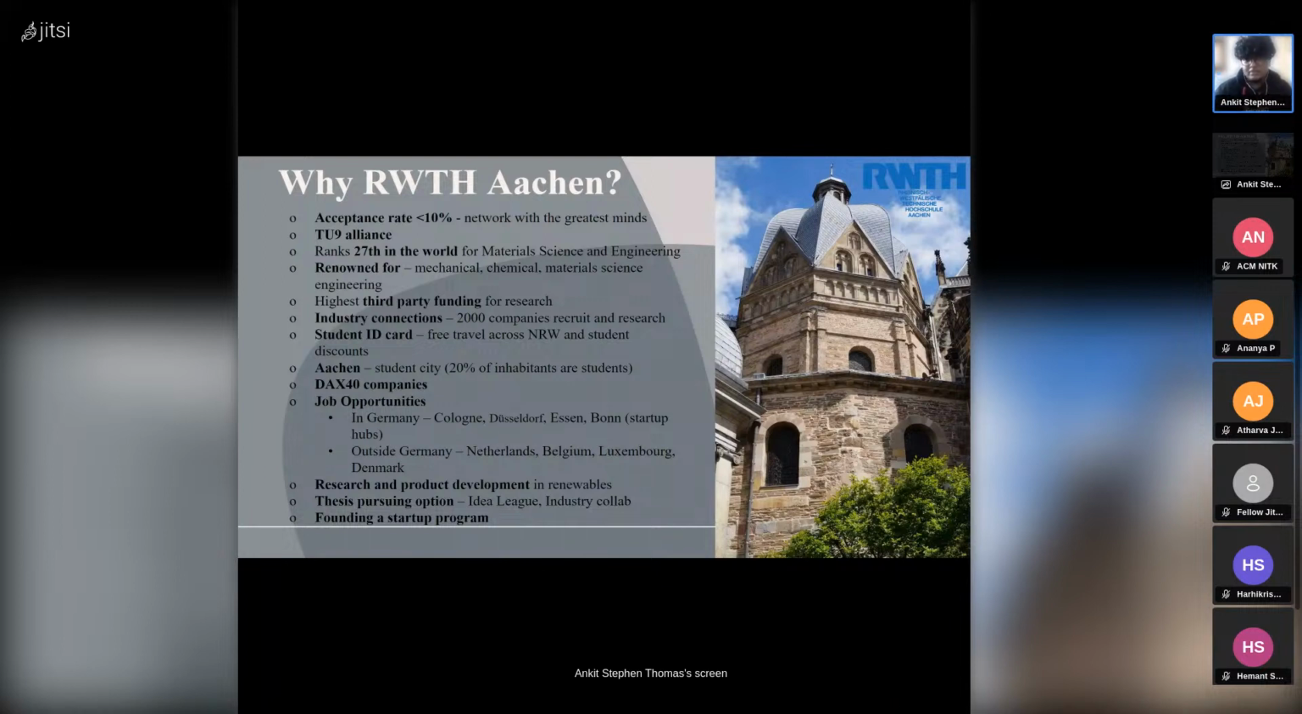And then there's an industry collab also, where you can choose which industry and which company you want to do your thesis in, and RWTH will fund that also. And then there's a founding a startup program, where if you have a business idea using some particular technology, RWTH will be the incubator for that.